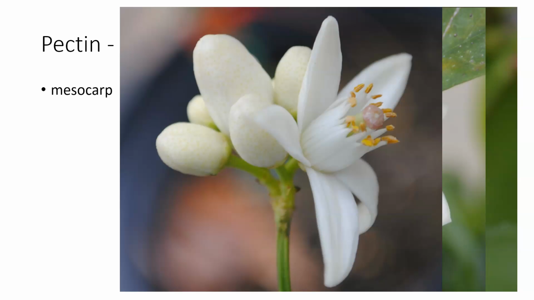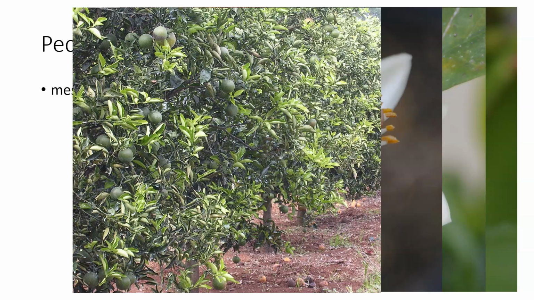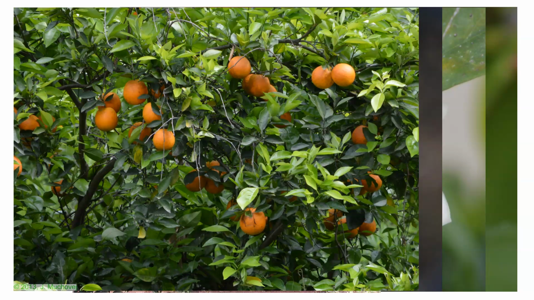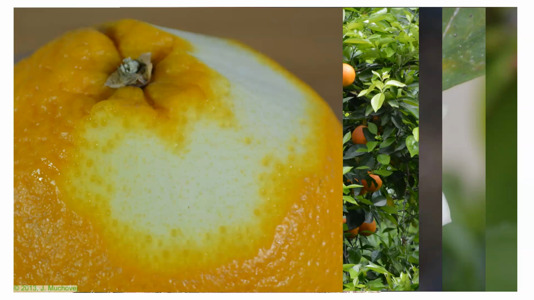You've got the stigma and the style, which this is a mature tree where you've got fruits being produced on the outside of. These are mature fruits. If you cut the mature fruit, right under the outer peel layer, you see this white material. That's called the mesocarp. That's what is going to be used to extract the pectin. You take citrus, you press the citrus, and you can process what's left over to get citrus oil and pectin out.